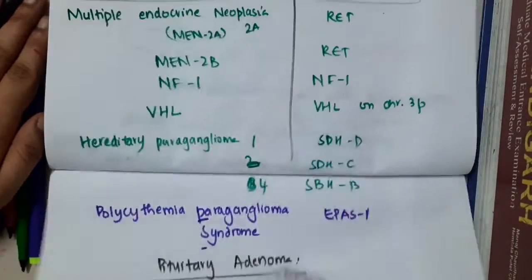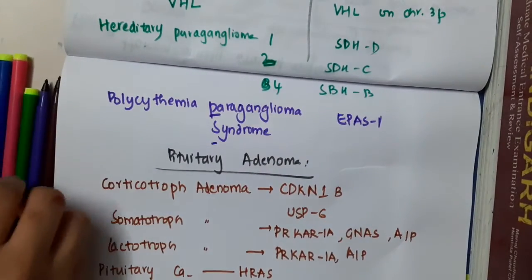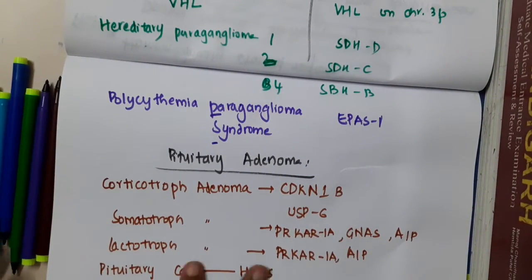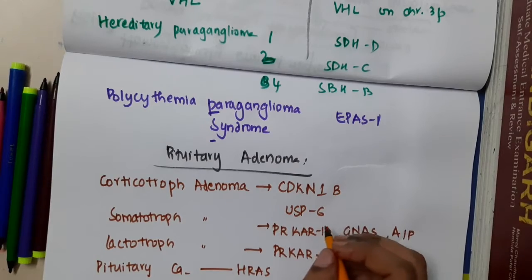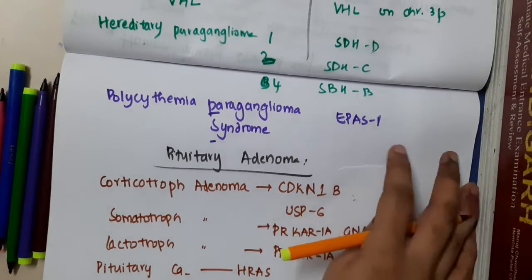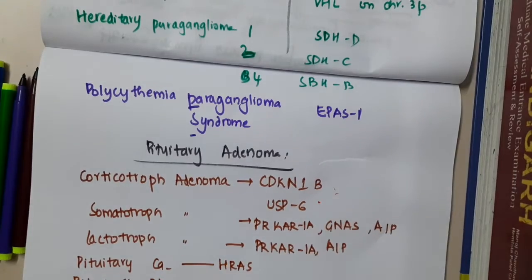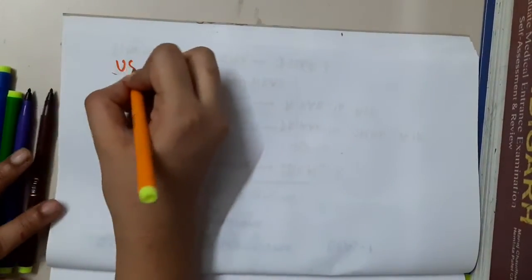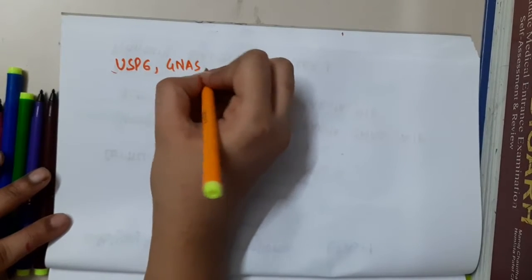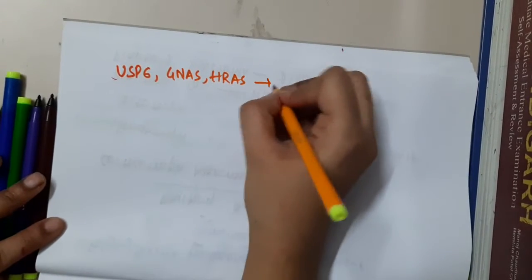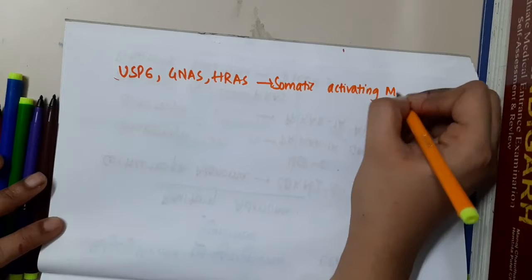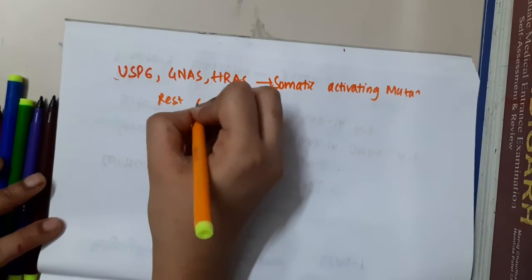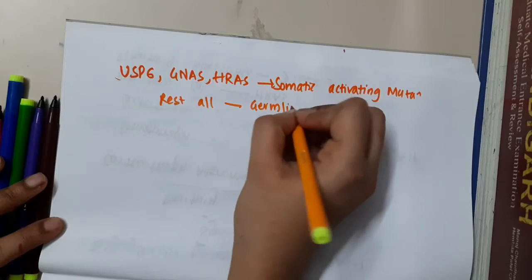Okay. Then among all these, if you see, I'll write it here better: USP6, GNAS and HRAS. All these are somatic activating mutations. Then the rest are all germline mutations.